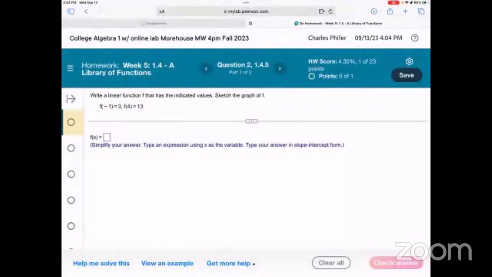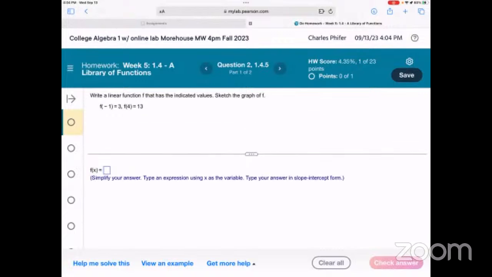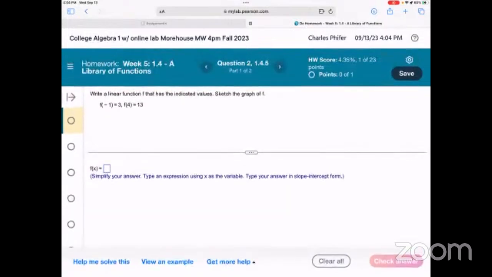Write a linear function that has the indicated values and sketch the graph. Okay, so let's take some notes here. Let me zoom in just a little bit. Maybe not, because it's okay. Let me unplug this. That does affect it periodically.